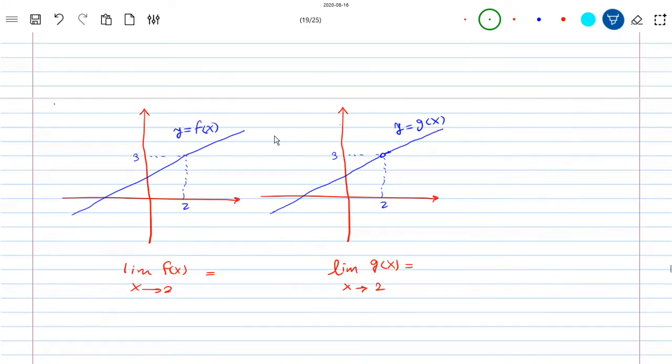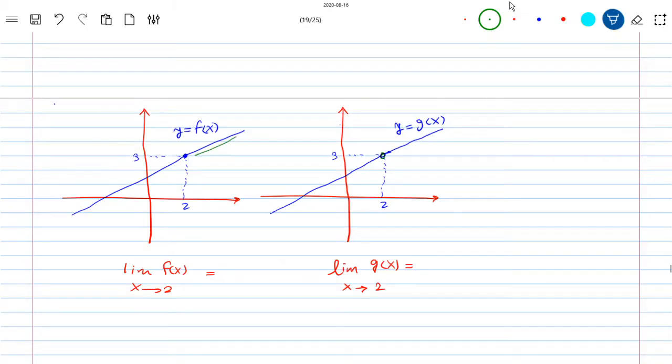Let's consider these two functions, f and g. The only difference between these two functions is this empty circle. For the g function, g of 2 is not defined, but in the f function, f of 2 is 3. This is a closed point. So if I ask you what is the limit of the f function as x approaches 2.